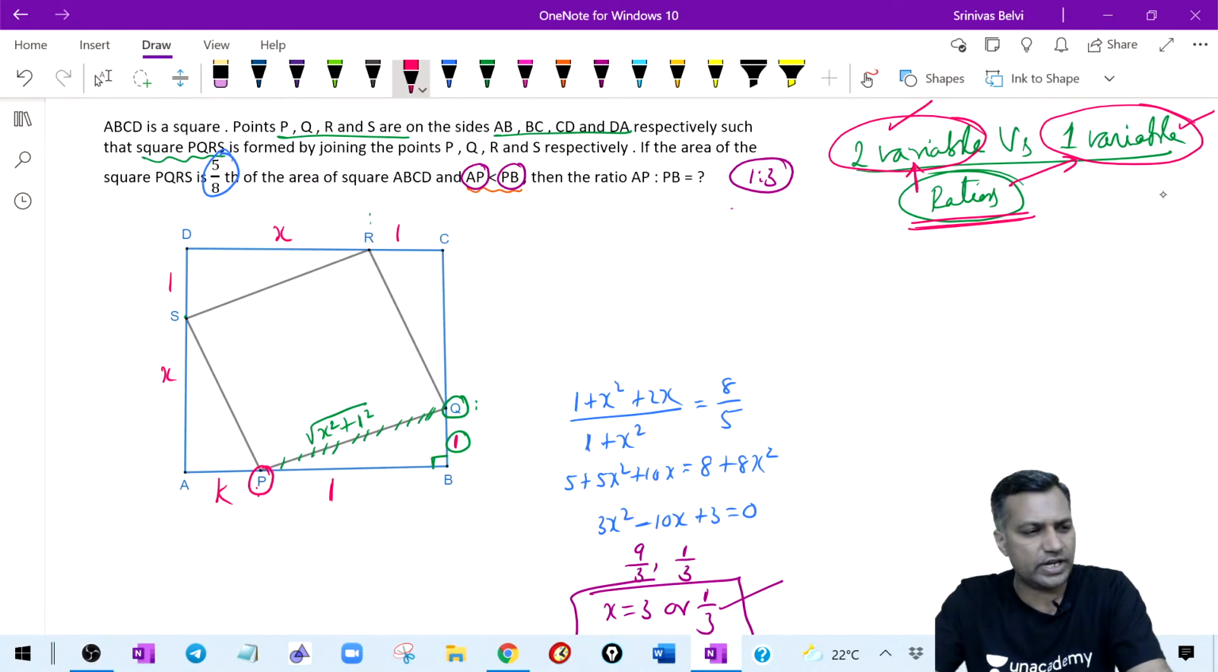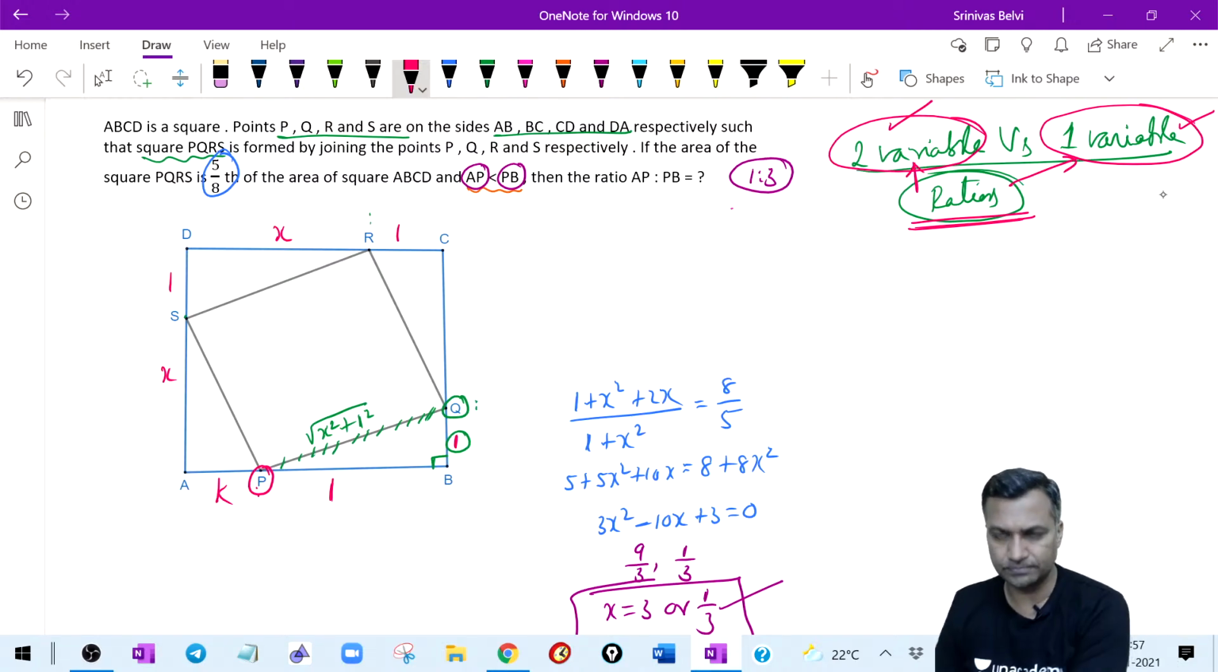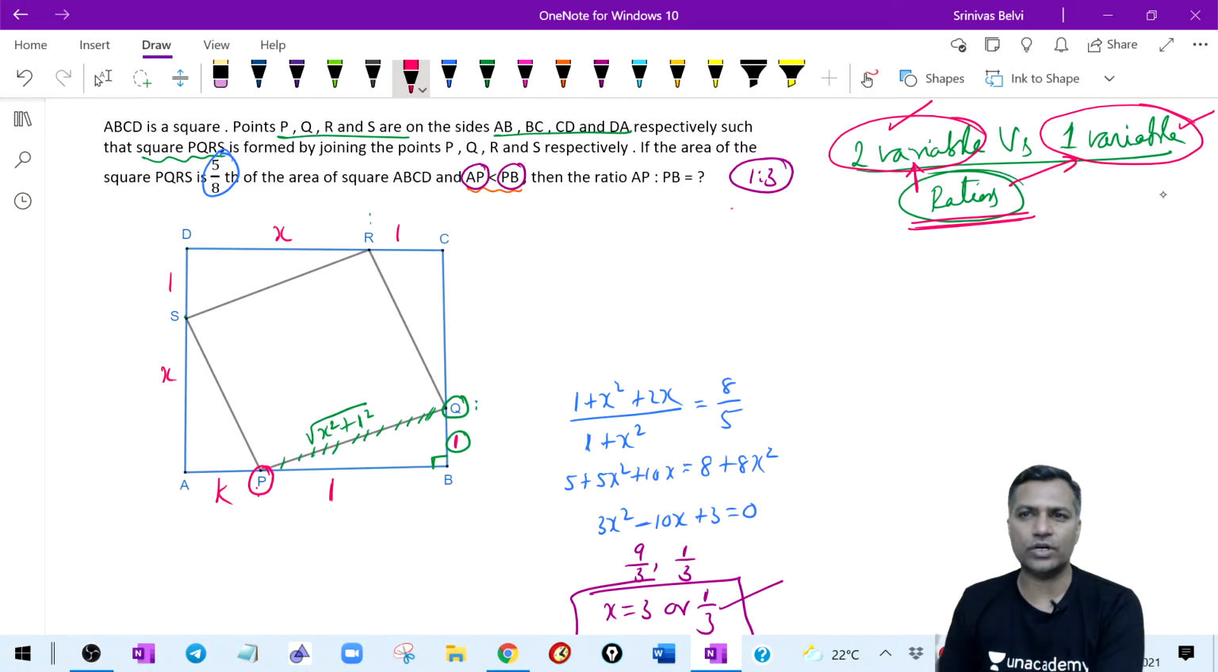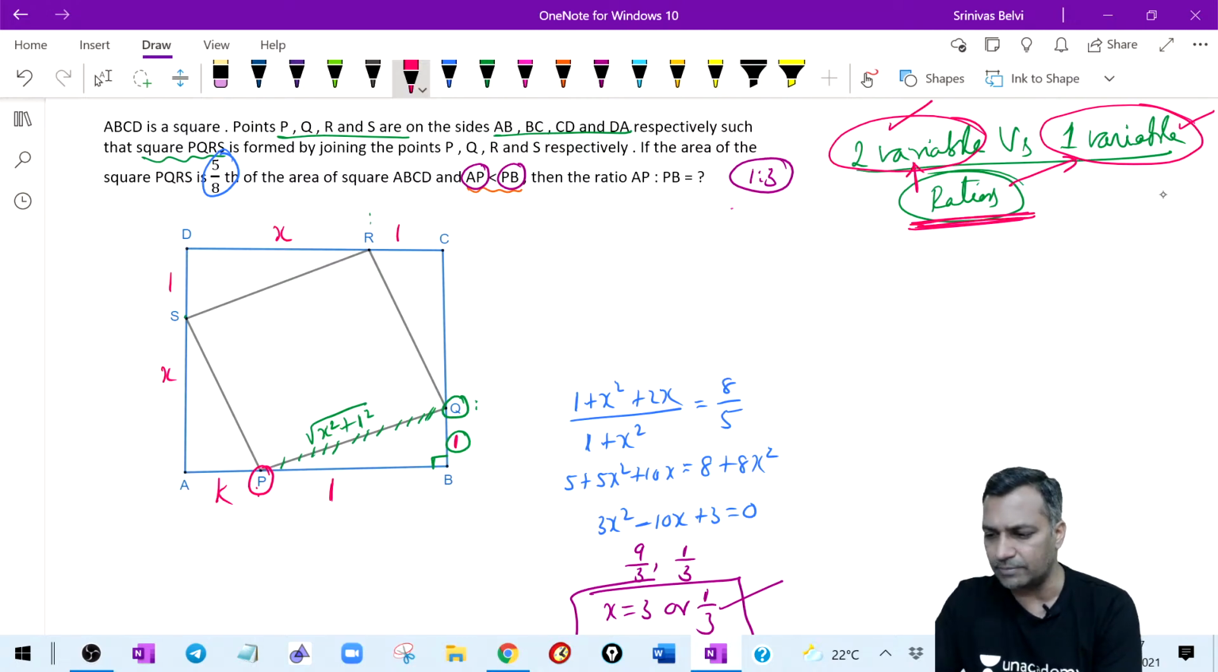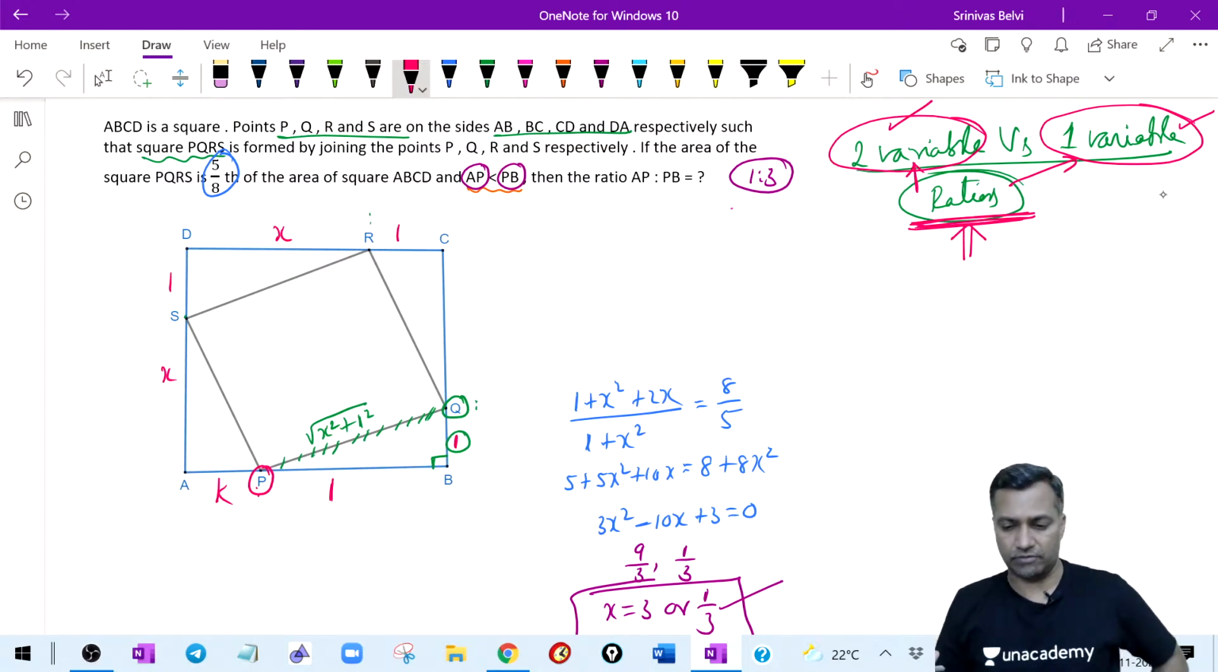Should we do it using two variables, Keval? We will do it right away. It will take 1 minute for me to explain. You can also do it. What big deal about it? It will take only 20-30 seconds extra. Whenever a ratio is questioned, we use this technique. In algebra itself, such questions come directly, Keval.